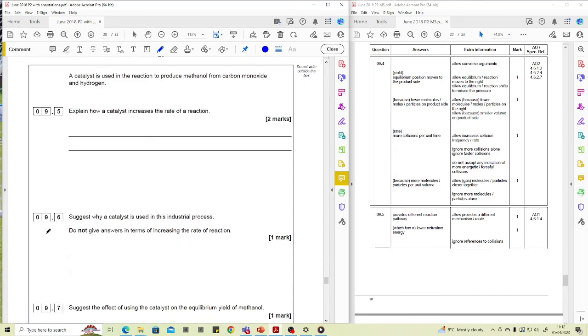Okay, a catalyst is used in a reaction to produce methanol. So how does it increase the rate of reaction? So it's just defining catalyst in detail. So it provides an alternative pathway for the reaction with a lower activation energy.